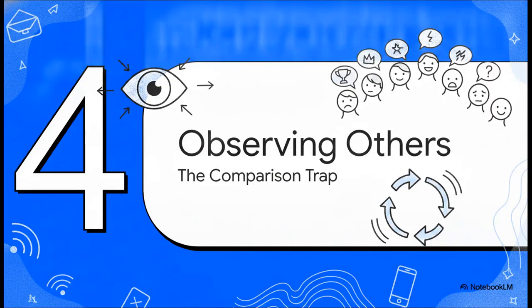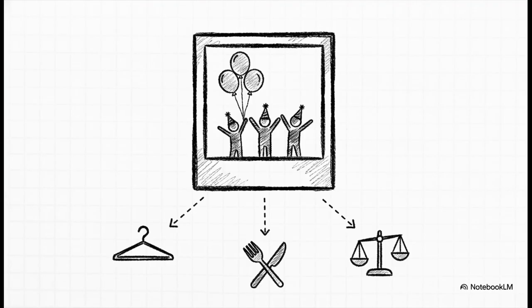Let's look at Section 4, Learning Through Observation, the ultimate comparison trap. Think about a random party photo on your feed. You might just think you're casually looking at a friend's milestone, but subconsciously, that simple snapshot at a graduation party is actively teaching viewers dress codes, cultural norms, table manners, and personal taste. You aren't just seeing friends having fun. You are implicitly learning the rules of social acceptability without even realizing it.